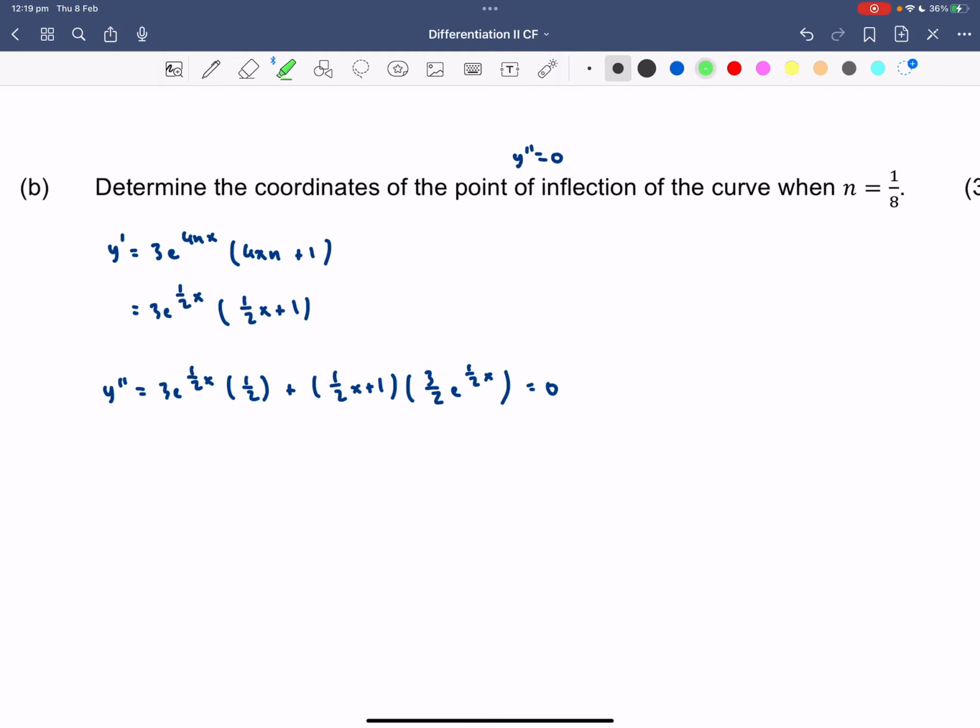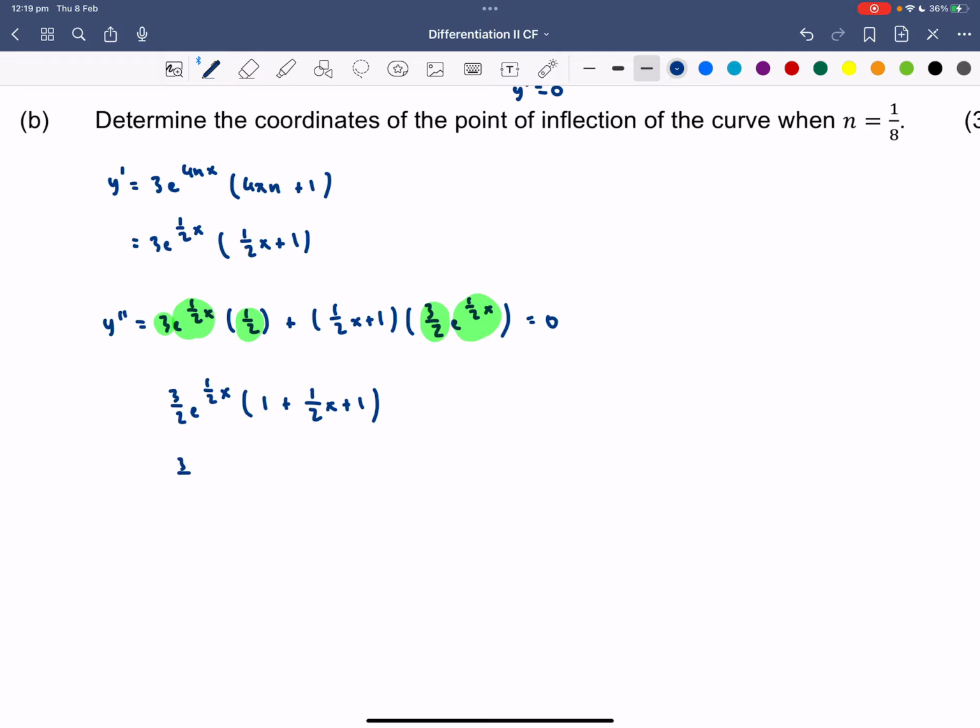So I'm just going to highlight what they have in common. 3 on 2, 3 on 2. They both have an e to the half x and an e to the half x. So we have 3 on 2 e to the half x. What are we left behind with? For the first thing, nothing. We just basically factorize the entire thing out, so we're left with a 1. And the second one, it's plus half x plus 1.